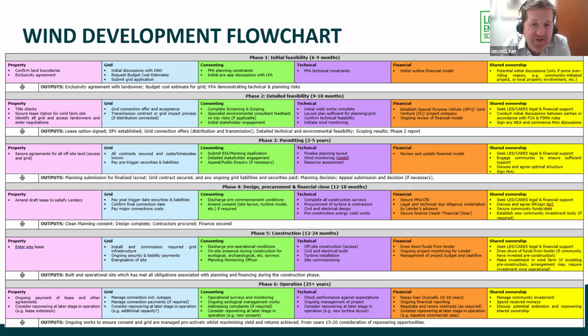And as stated, it's really there as an aide-memoire to what is generally going on at each phase of the project. Again, no two projects are ever the same, but this is as much of a generic typical project as we could put together.